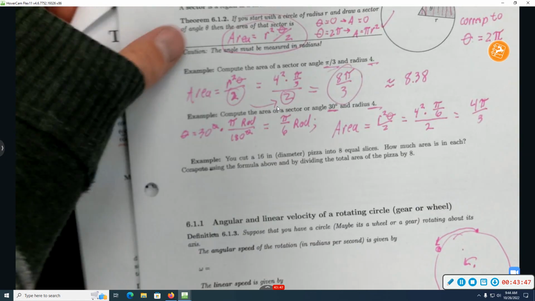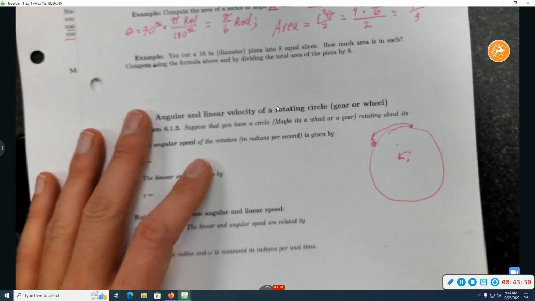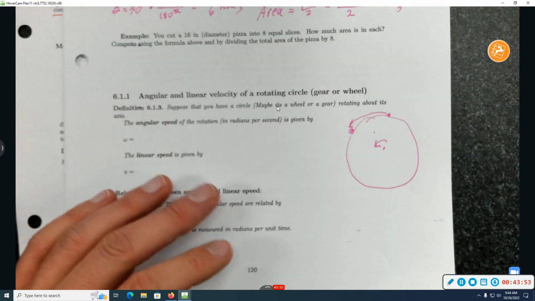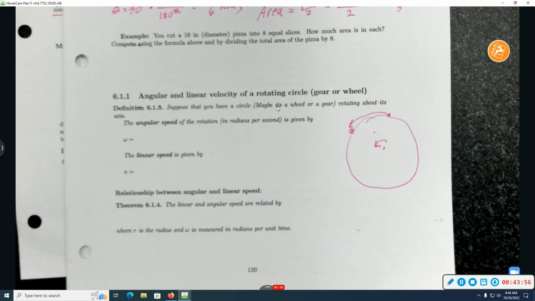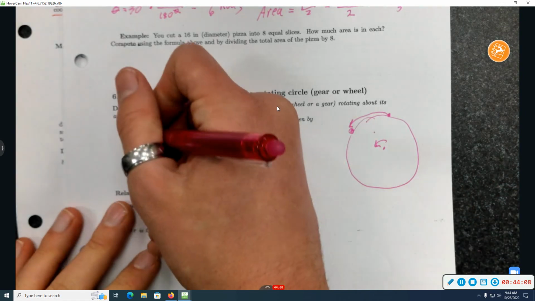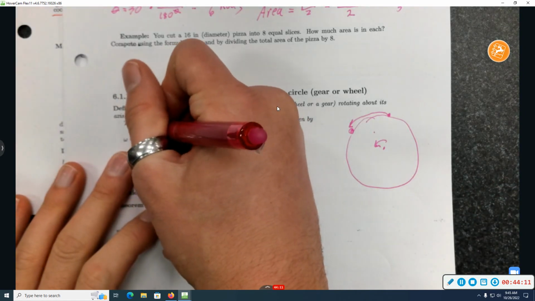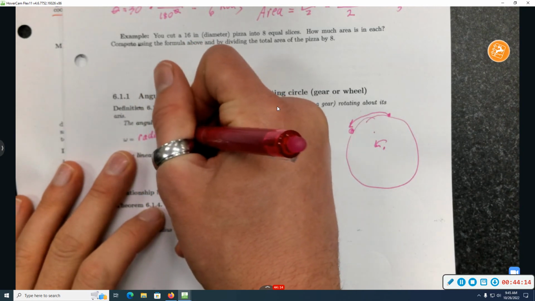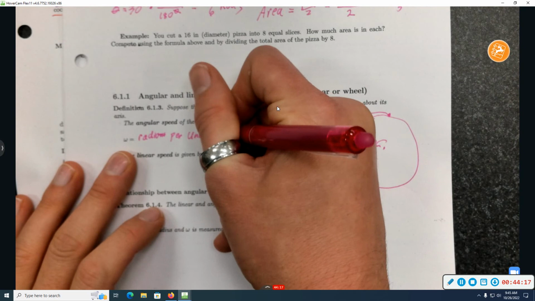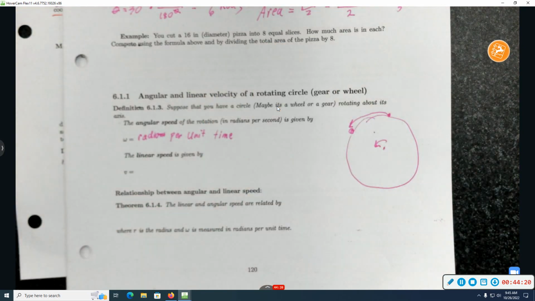Let's talk about spinning wheels and angular velocity. So you have some circular object, maybe it's a wheel or a gear or something, spinning about an axis centered in its center. The angular speed of this thing, measured in radians per second, will be the number of radians that this thing spins around per second. Just how many radians does it trace out?